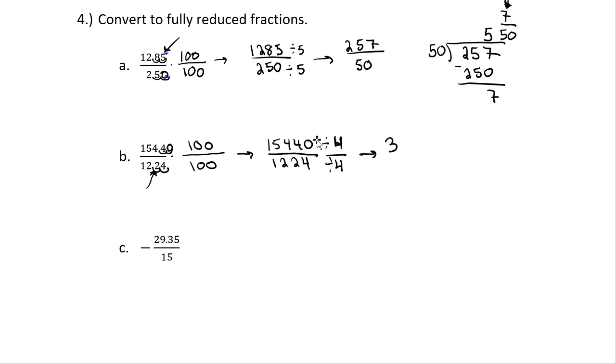So 15,440 divided by 4 is 3,860. Now I need to do the denominator and divide that by 4, and I get 306.